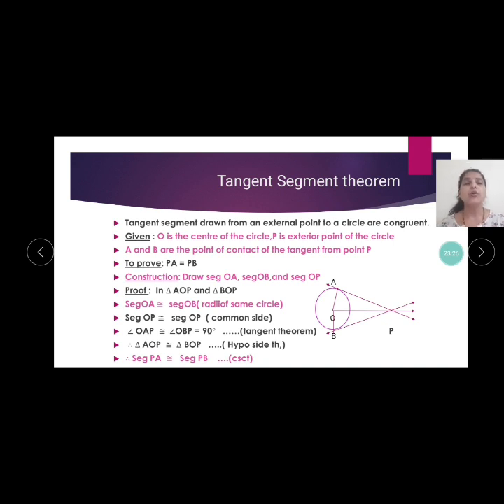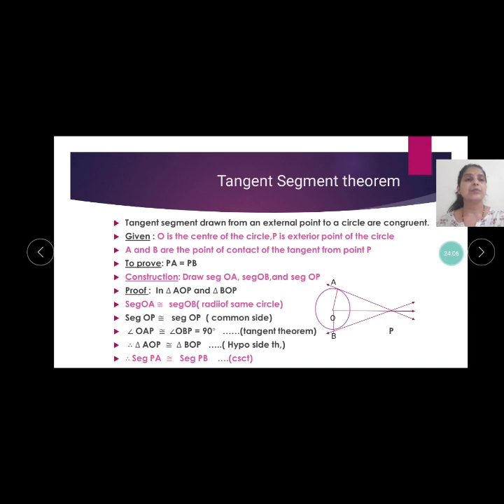So here we go. OA is equal to OB. Now why is OA equal to OB? They are radii of the same circle. OP is equal to OP, common side. Angle OAP is equal to angle OBP, each 90 degrees. So the given triangles are congruent to one another by the hypotenuse side theorem. So PA is equal to PB, corresponding sides of congruent triangles.